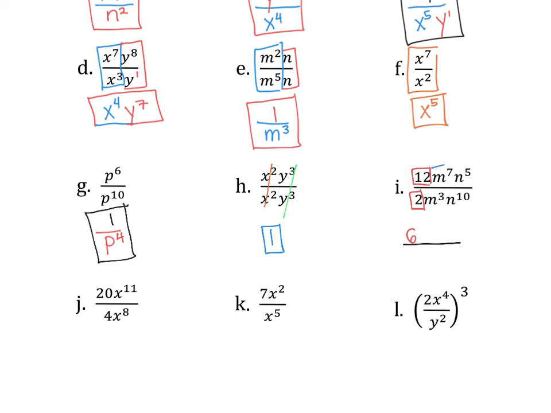If I check the m's, the higher exponent's at the top. 7 minus 3 is 4. And then if I check the n's, the higher exponent's at the bottom. 10 minus 5 is 5.